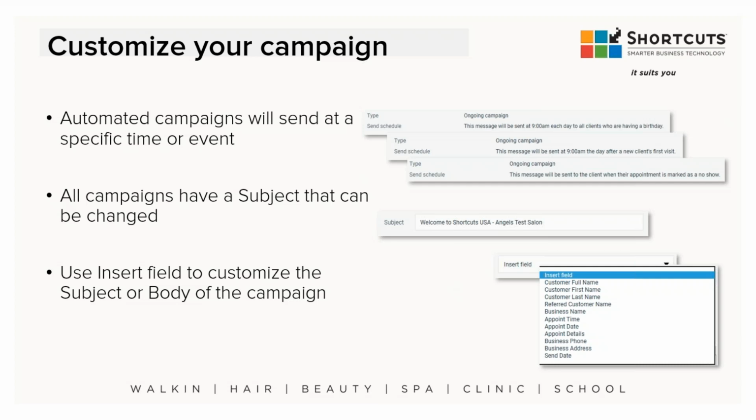So wherever you see insert field, whether you're in the subject or in the body of the text, you can insert from that pull down menu a number of details, from full name to first name to last name, or to your business name, so that you don't have to type out your salon name every time.